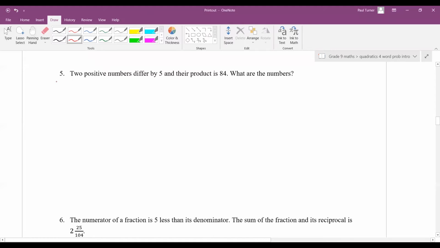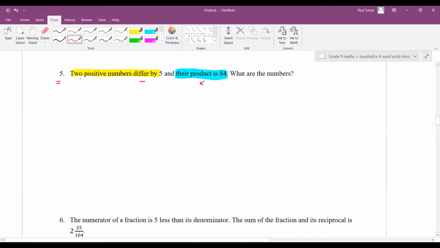So we'll start here with question 5. We'll do 5 and 6 and then we'll move on. Okay, so we take a look at our question. We have two positive numbers that differ by 5. So differ means subtract. And their product is 84. Okay, and product, you know, is multiply.